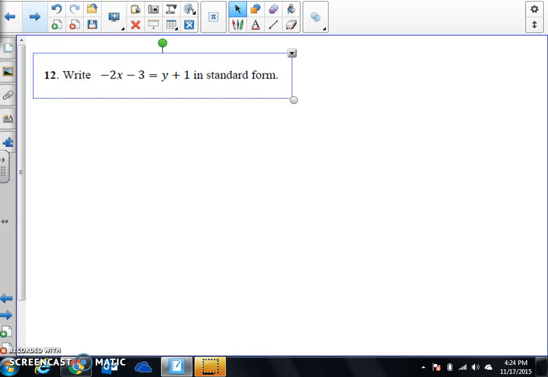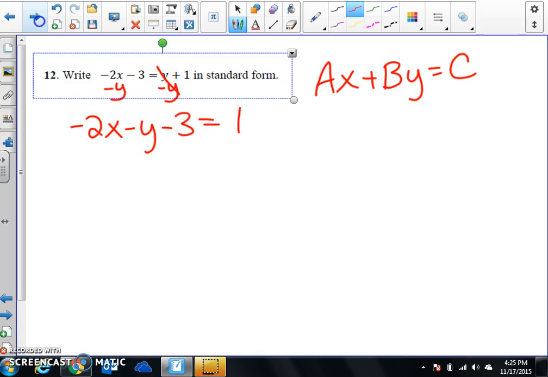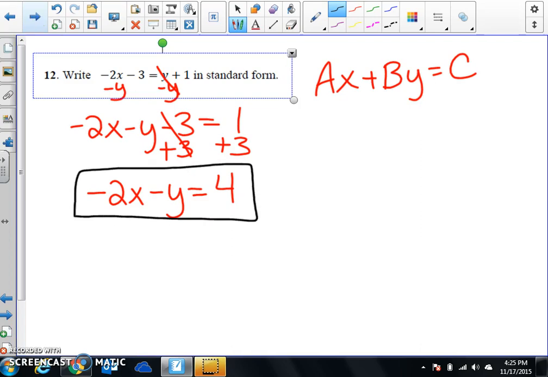All right, write your equation in standard form. Remember, standard form is ax plus by equals c. Okay, so I've got my x on the left. I want to go ahead and move my y, so I'm going to subtract y. So I have a negative 2x minus y minus 3 equals a positive 1. Okay, I can't have any constants on the left, so I'm going to add 3 on both sides, leaving me with negative 2x minus y, 1 plus 3 is 4. Another way you could have written this is, or let's just keep it there. That's good. I don't want to confuse y'all.